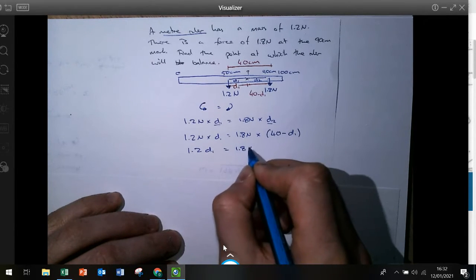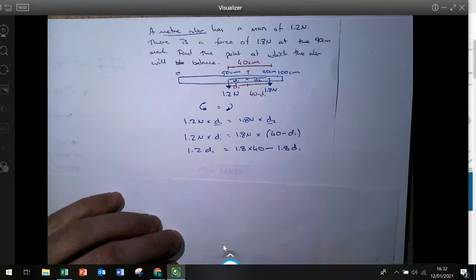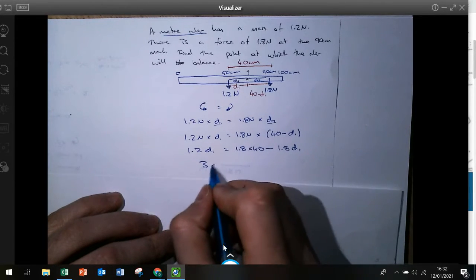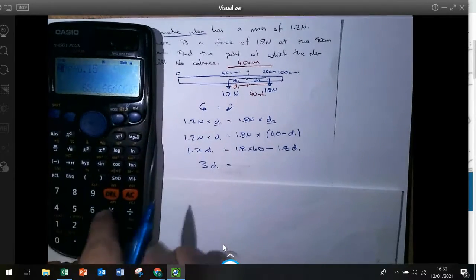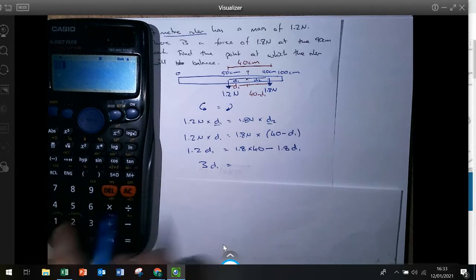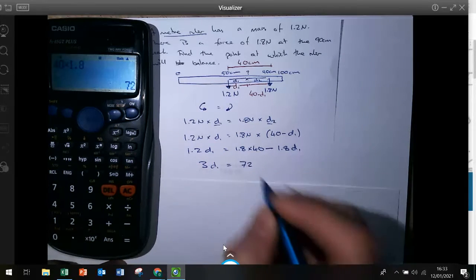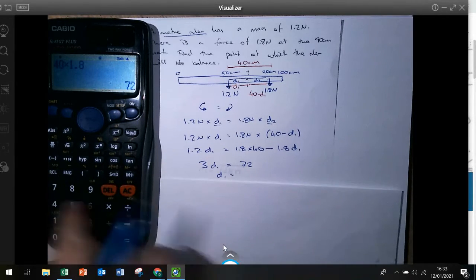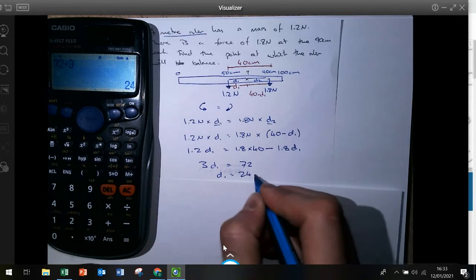I'm going to start by just multiplying out the brackets, D1, and then I can say 3D1 is 1.8 times 40, which is 72. So therefore distance 1 is 72 divided by 3, which is 24 centimeters.